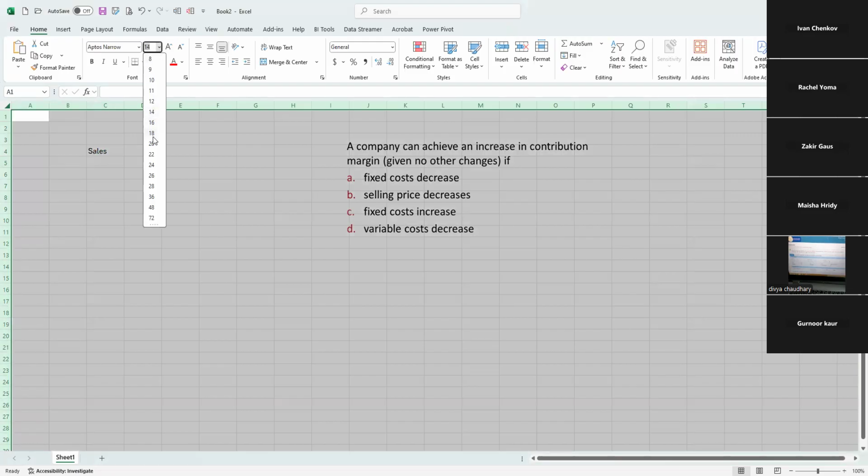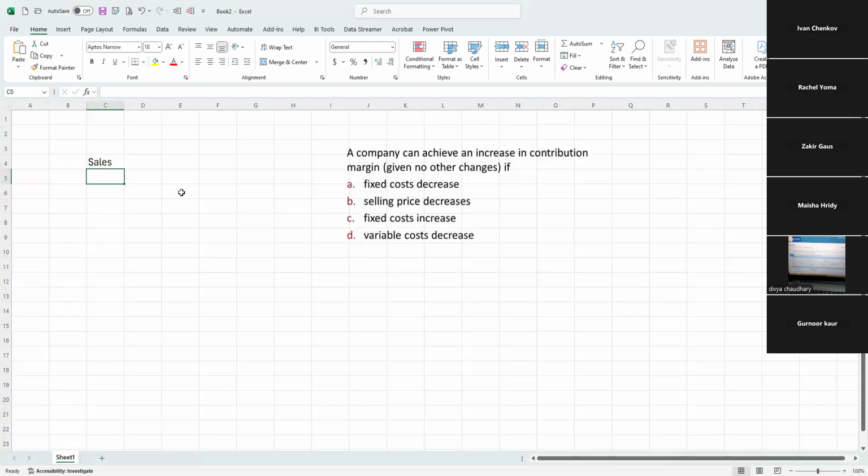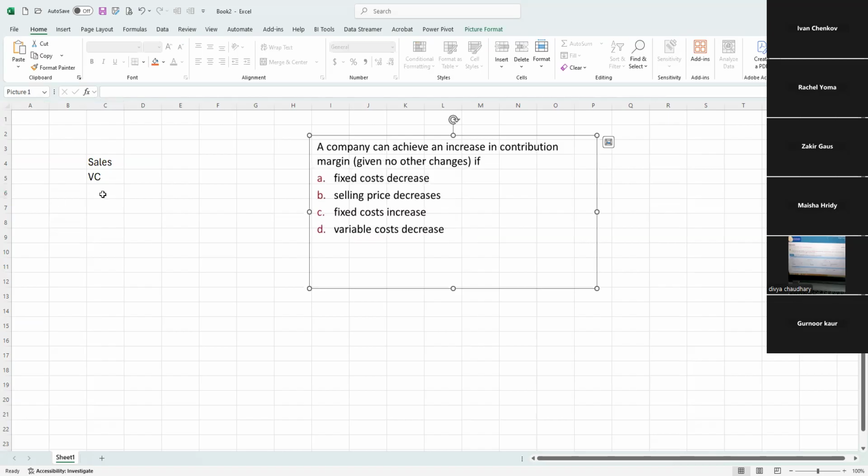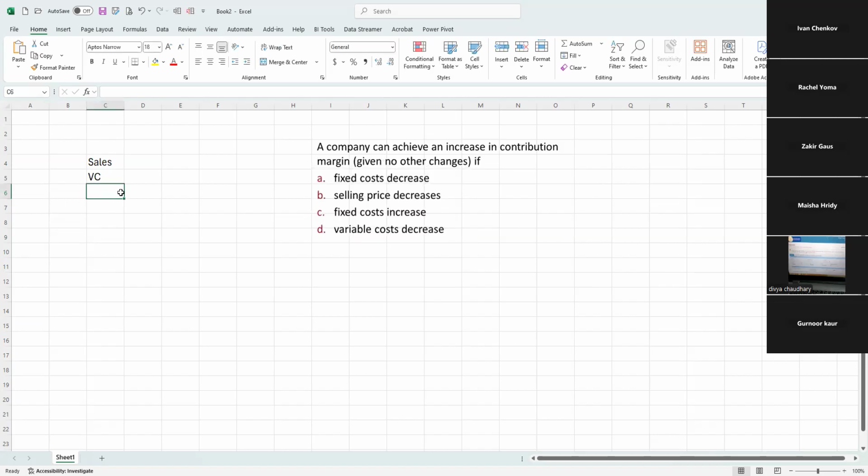minus what? Variable cost. Sorry, we're not doing COGS, we're not doing traditional. We're doing the contribution format. Variable cost is going to give me the contribution margin. So, how did I get contribution margin? Sales minus variable cost. Then I'm going to have minus fixed cost, called fixed operating cost. It's going to give me the operating income.